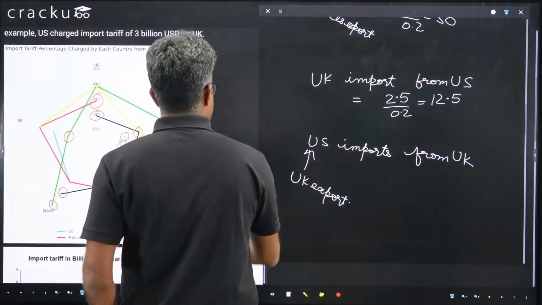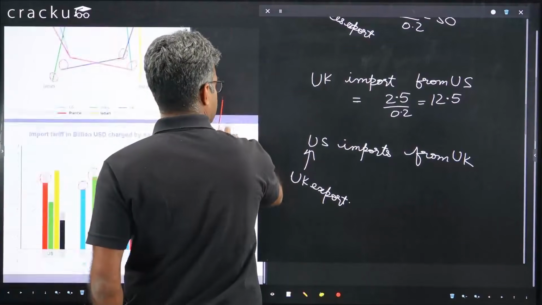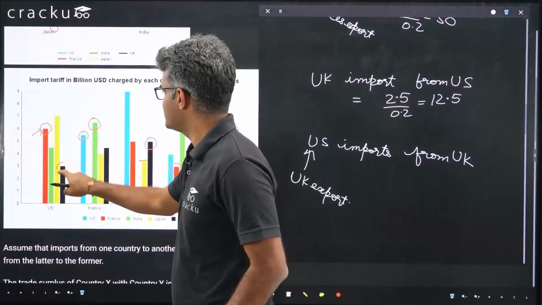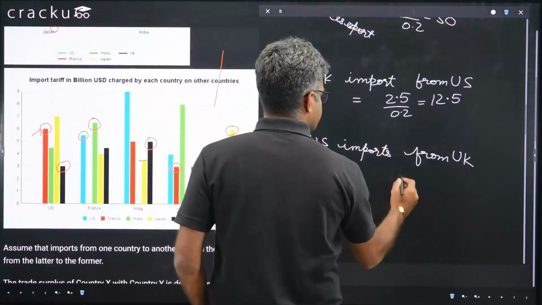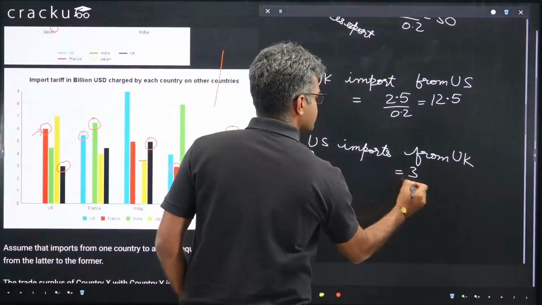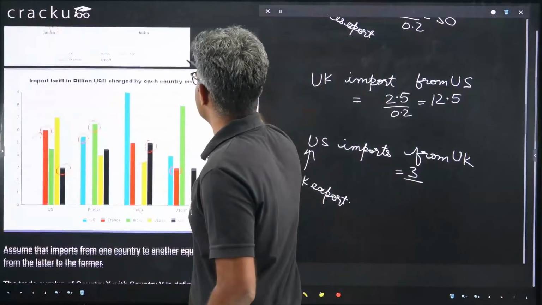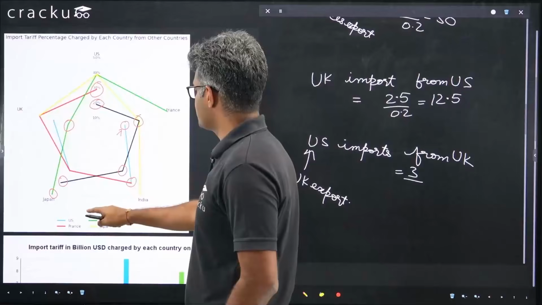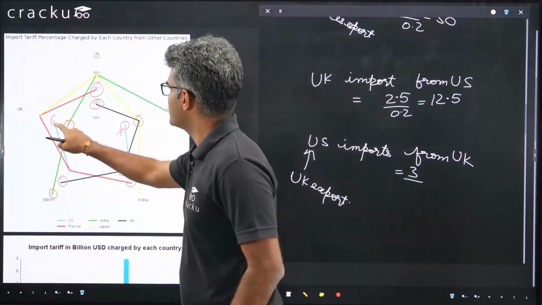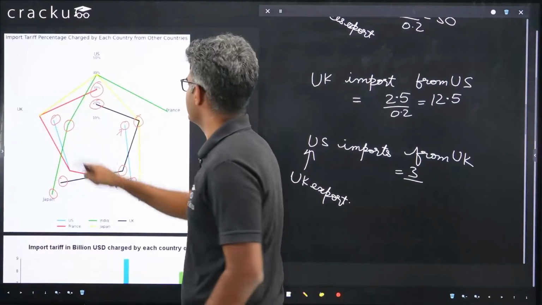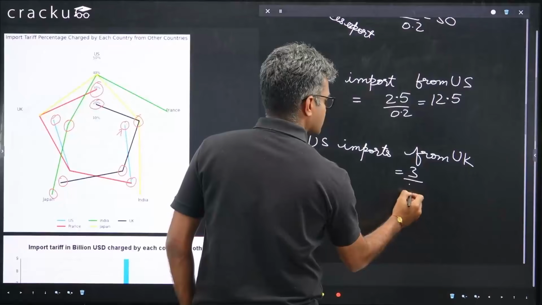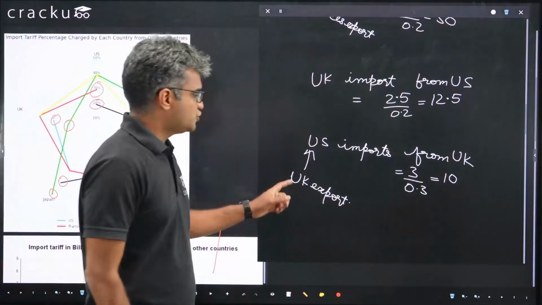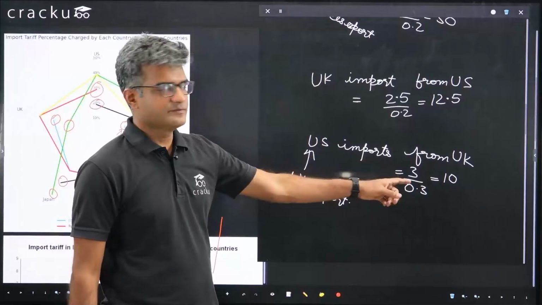Let us do the same for US imports from UK. What is the total import tariff US applied? UK is black. It will be this one, which is 3. And what is the tariff percentage that US imposed on UK? US is blue. This is UK, which will be over here. This is 10, 20 and 30. This is equal to 10 billion. So UK's exports is 10 billion.